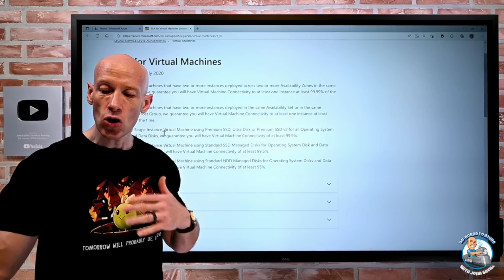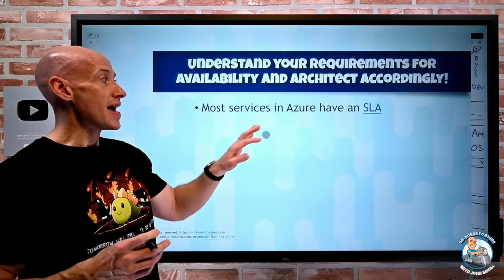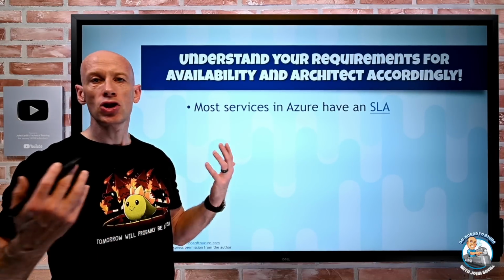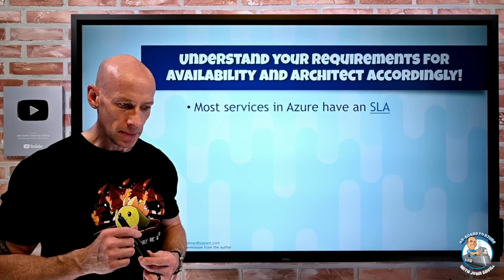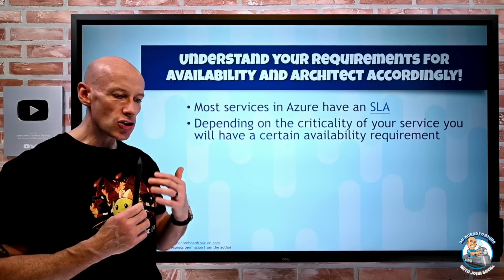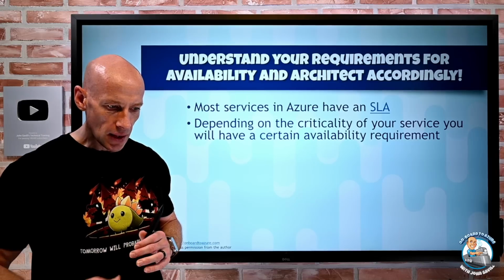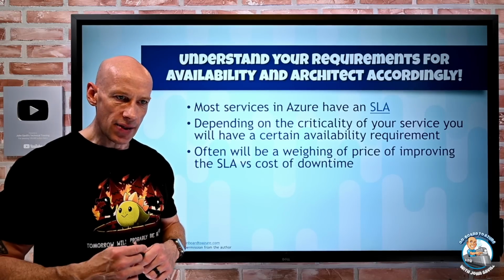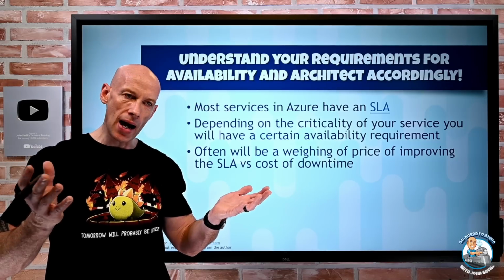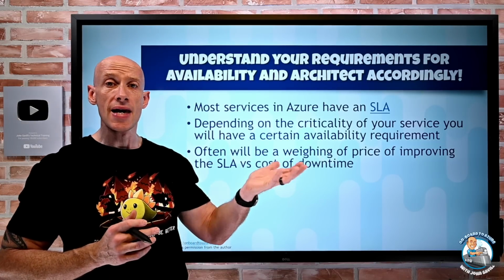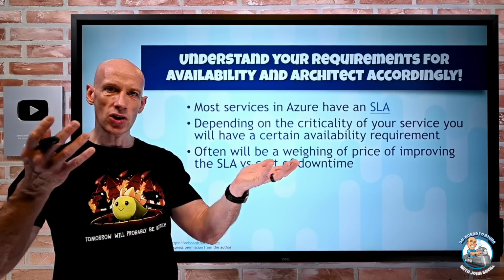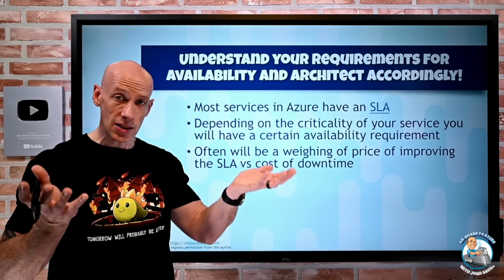So the SLAs may give you an idea of what the expected availability is, but that service credit may just not be what you care about, ultimately. So depending on the criticality of your service, you're going to have a certain availability requirement. Now, when you think about this, you're going to weigh up different things. You're going to weigh up, well, what's the cost of improving the SLA, the availability of my overall service, against what's the cost of being unavailable for that time?